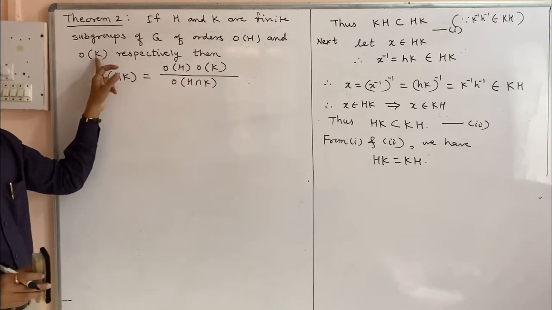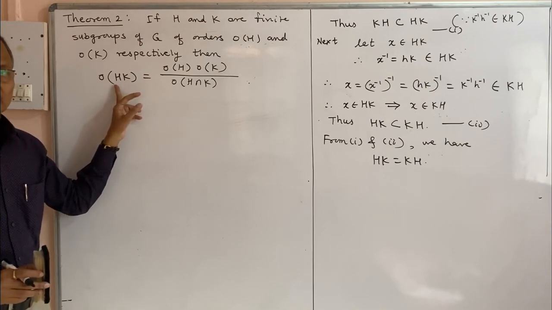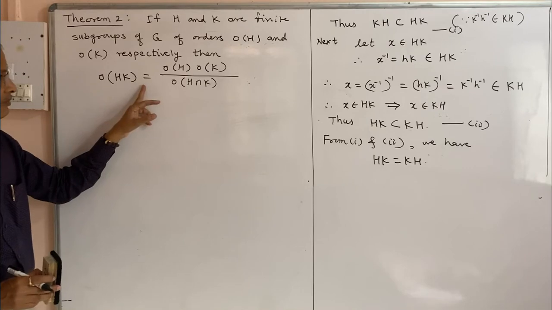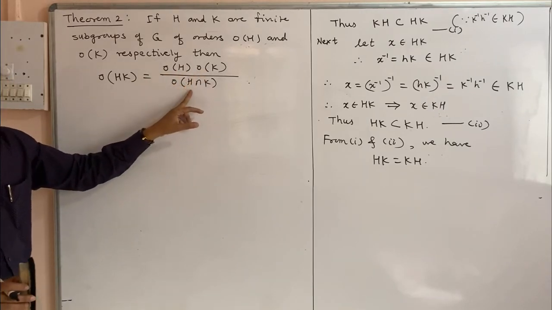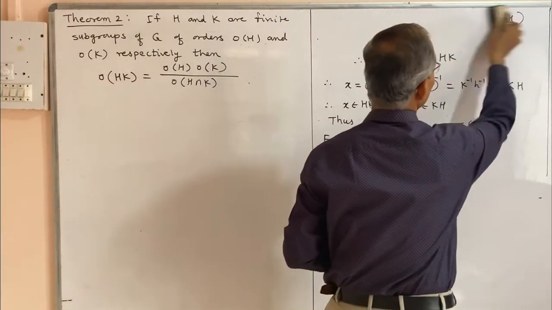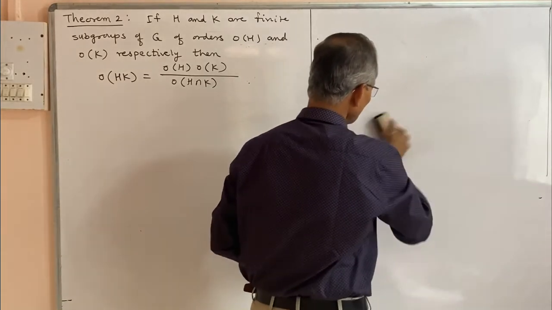Order of K is the number of elements in K. Now we want to count the number of elements in HK. HK we have defined earlier, and this is equal to order of H into order of K divided by order of H intersection K. Now to understand the meaning of the theorem, we may consider an example.